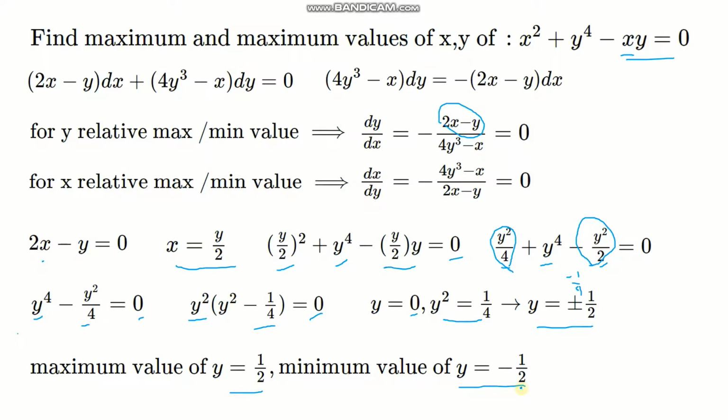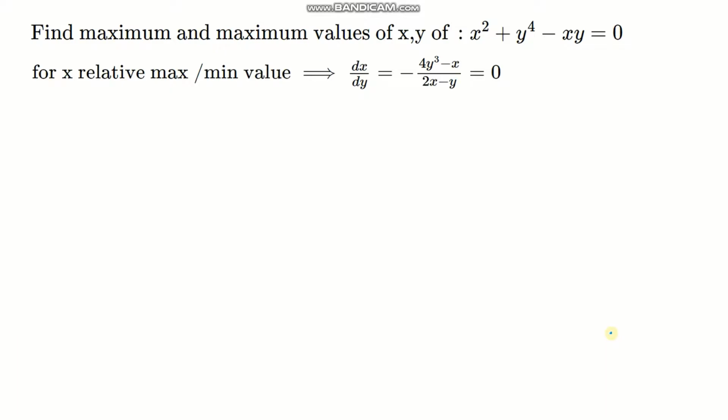You might be wondering what happened to y equals 0. Well, that's not the value we're looking for. The absolute maximum of our function is y equals 1/2 and the minimum is negative 1/2. We're done with the y part, so let's proceed with the x part, the maximum or minimum value.